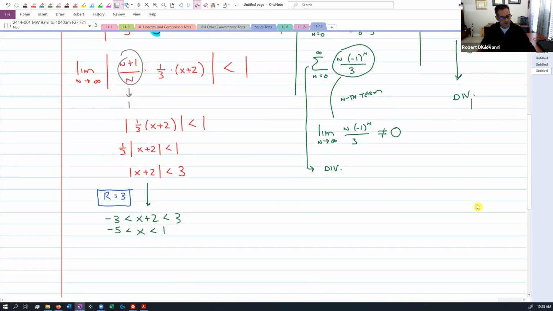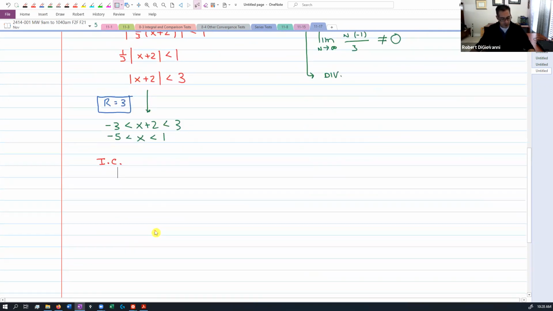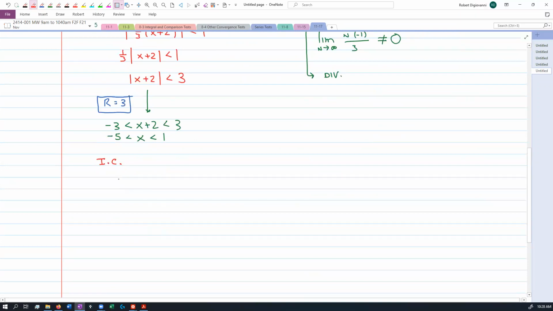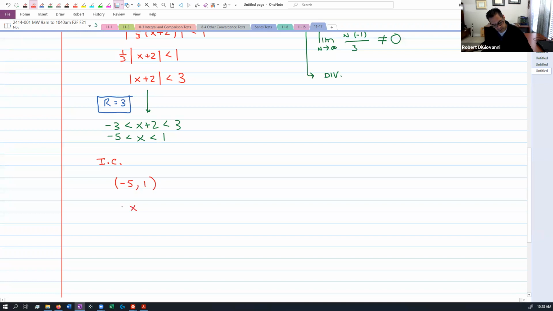Which means the interval of convergence is what? It's open on both sides. Open on both sides, -5 to 1. Or if you like the inequality, you can just put the inequality that we had above. There we go.